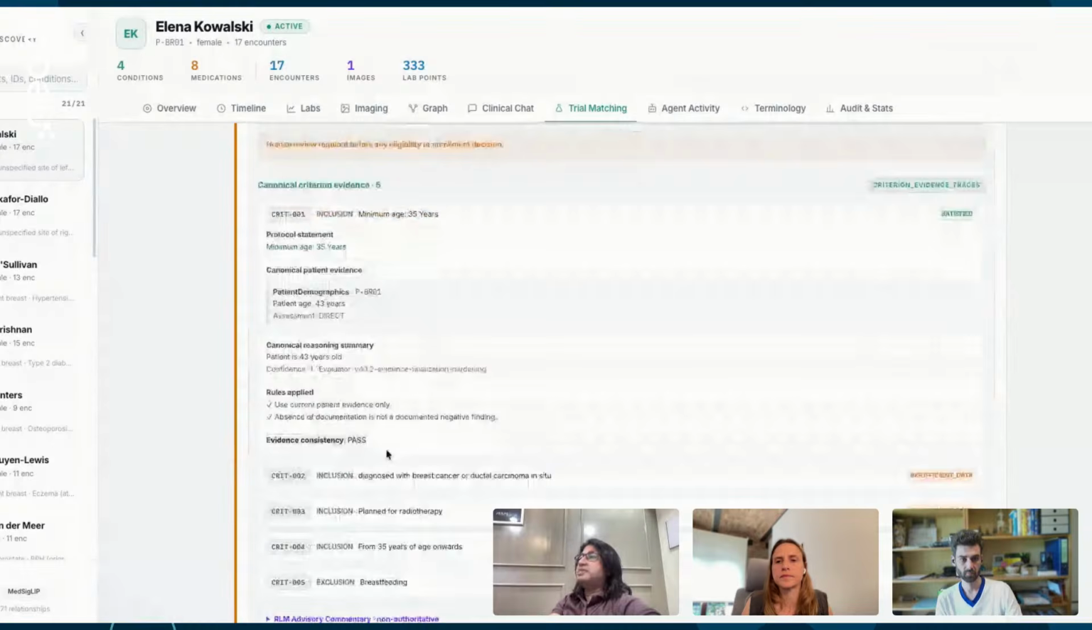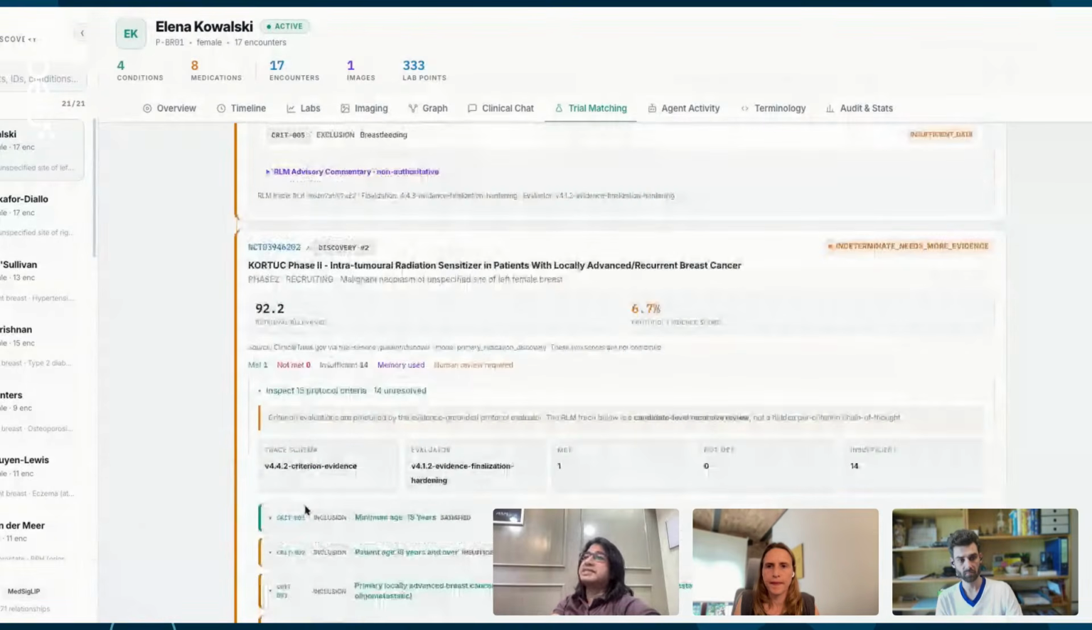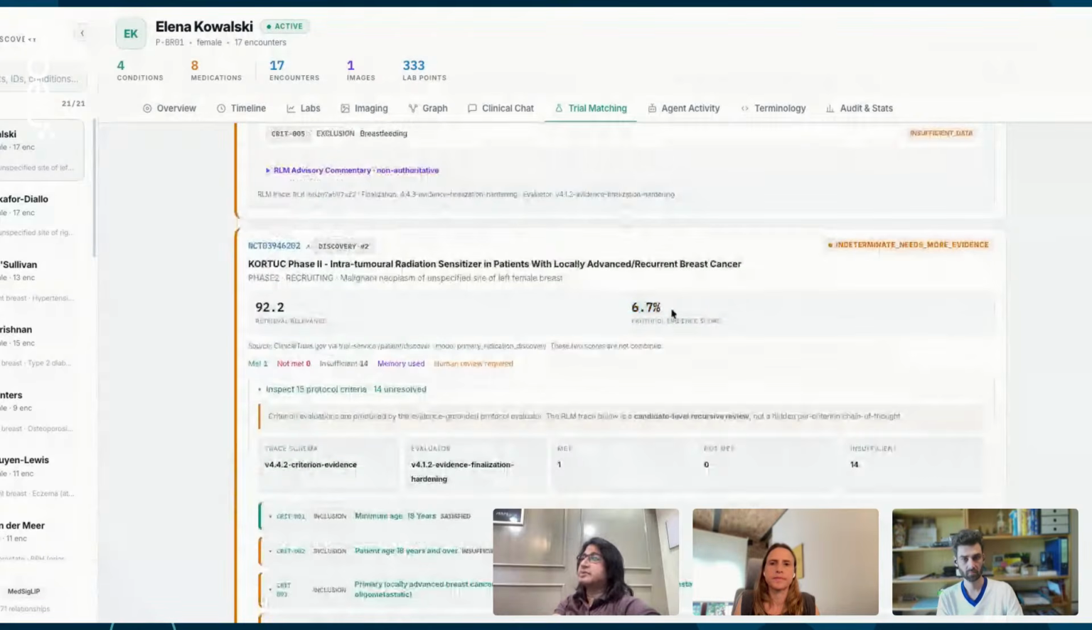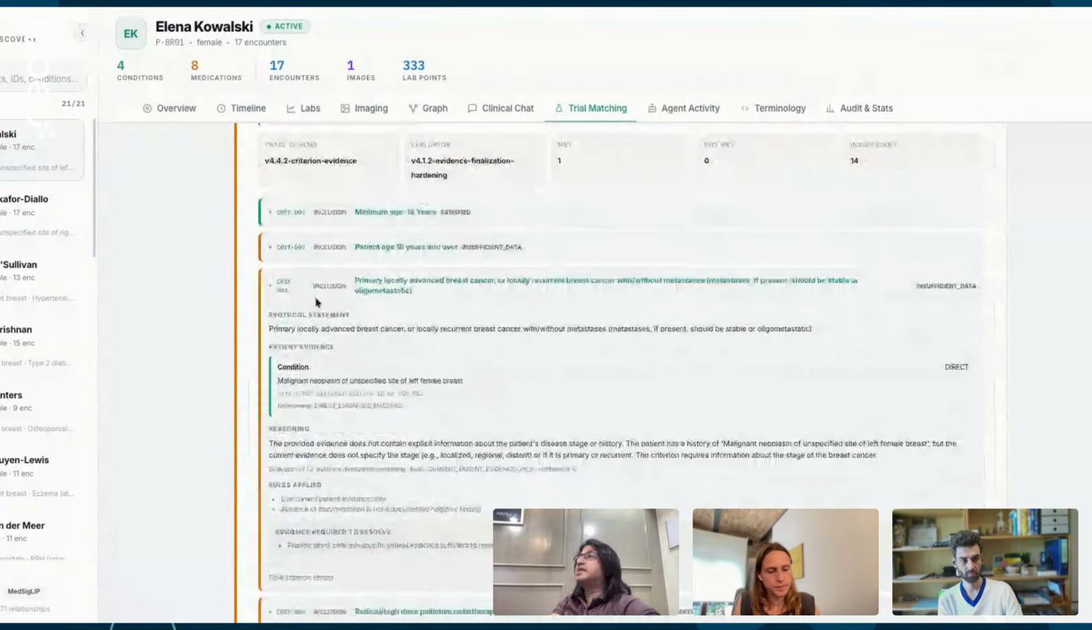Now, the same thing when we go to another particular match, and if you look into it, it says the protocol evidence score is 6.7% match, because most of the time it's insufficient as we look into it. So even if we look into, let's say, for this particular patient, locally advanced breast cancer or locally recurrent, the reasoning says the provided evidence, again, the evidence is from the clinical record, does not contain explicit information on the patient's disease stage or the history.